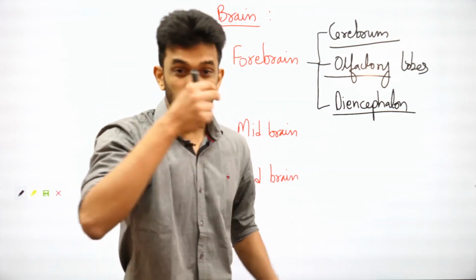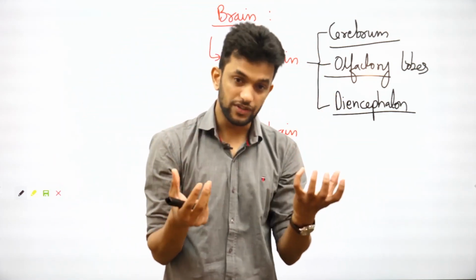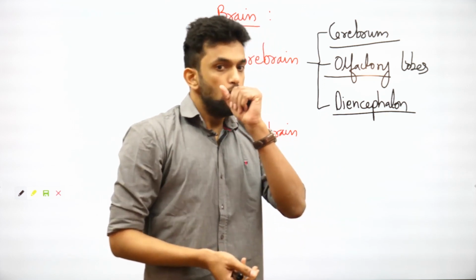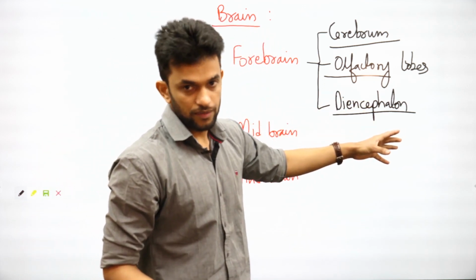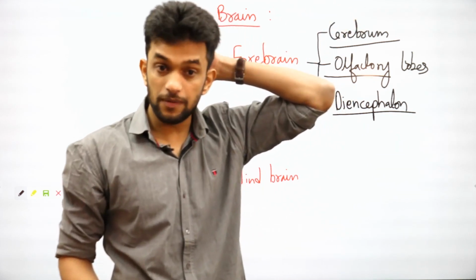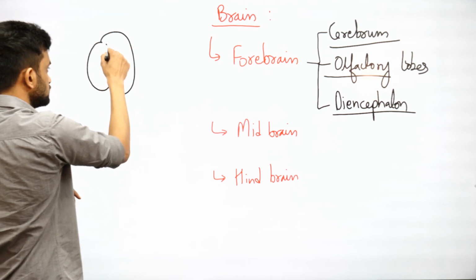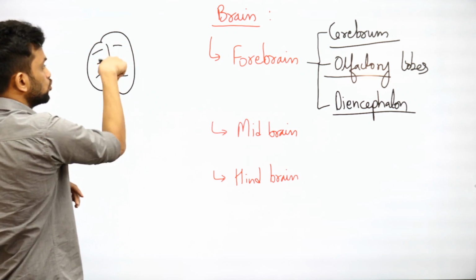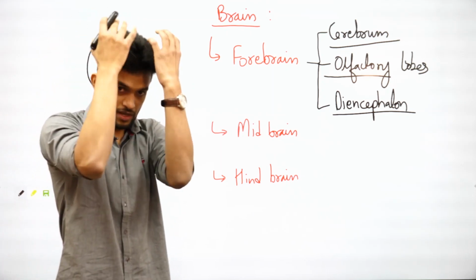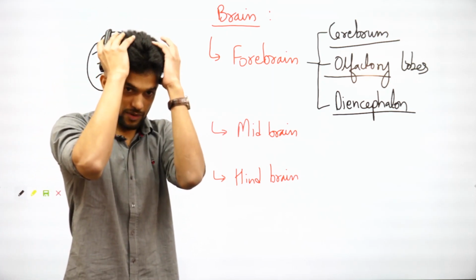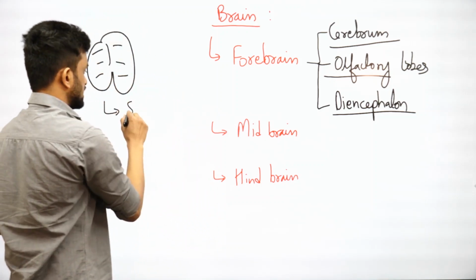These are parts of the brain present as 2 hemispheres. Okay, olfactory lobes and diencephalon. So what's the function of cerebrum, people? These are the 2 spheres, the left sphere and the right sphere. This is called cerebrum. This is the main part of the brain. It has what? Sensory area.